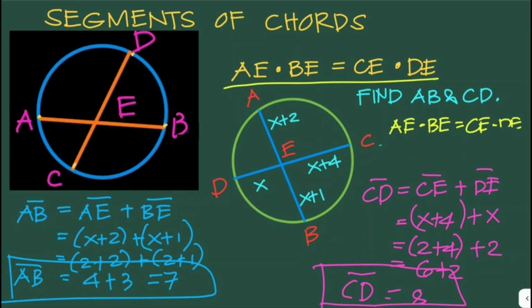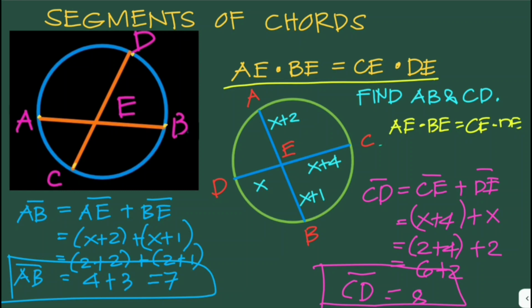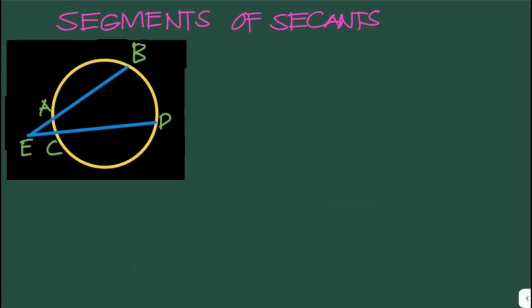Now let's discuss segments of secants. All right, from the segments of secants theorem, if two secant segments share the same endpoint, the endpoint here is E, outside a circle, then the product of the lengths of one secant segment and its external segment equals the product of the lengths of the other secant segment and its external segment.